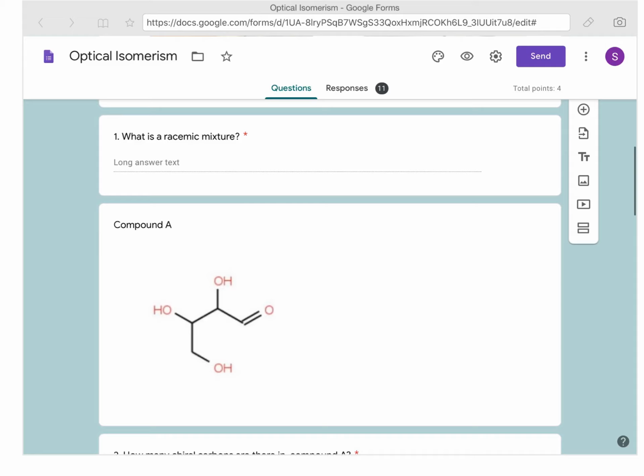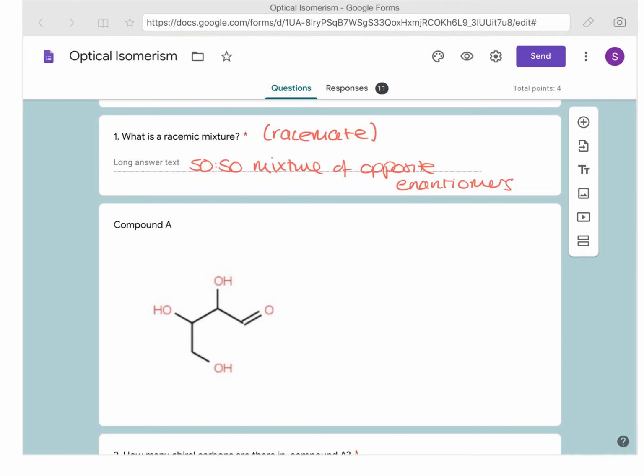of opposite enantiomers. Enantiomers is the term that we give to optical isomers that are the non-superimposable mirror image of each other. So if you've got both mirror images and you've got the same amount of each mixed together, we call it a racemic mixture, or we can also call it a racemate. Okay, so quick fact recall question, that one's not too bad.